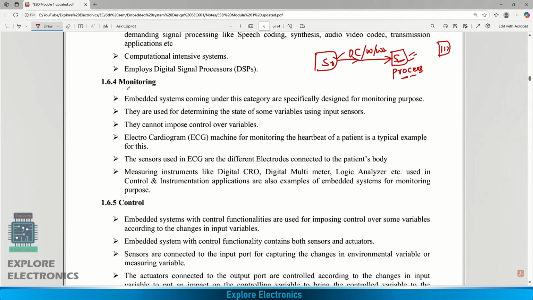Then monitoring. Monitoring in the sense, we need to have a certain data monitoring system inside this system. Suppose you take an ECG machine, it will monitor the heartbeat. If you take a toll collecting system, it will monitor the number plate numbers, right? And in ECG, different electrodes will be connected to the patient's body. So like this, you can take an example and explain how the monitoring is done by using the sensors.